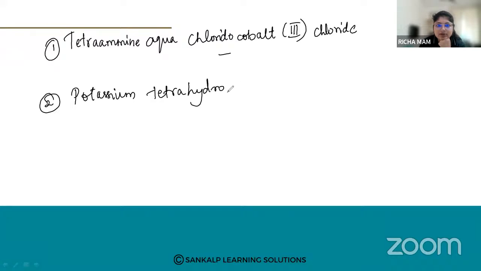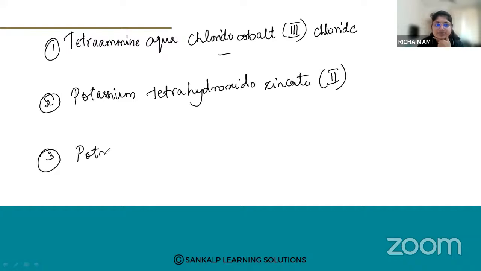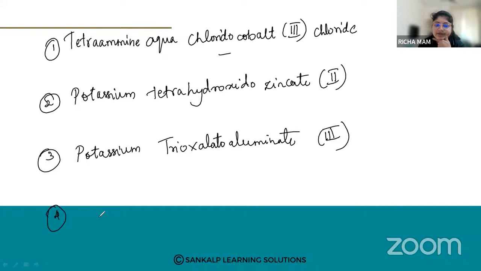Then potassium tetrahydroxido zincate 2. Then third one, potassium trioxalato aluminate 3. And the last one, the fourth one, dichlorido bis ethane 1,2 diamine cobalt 3.